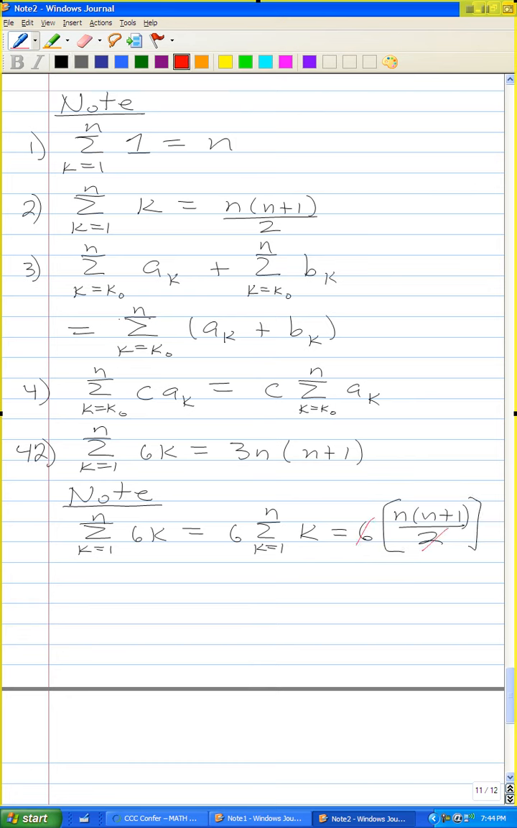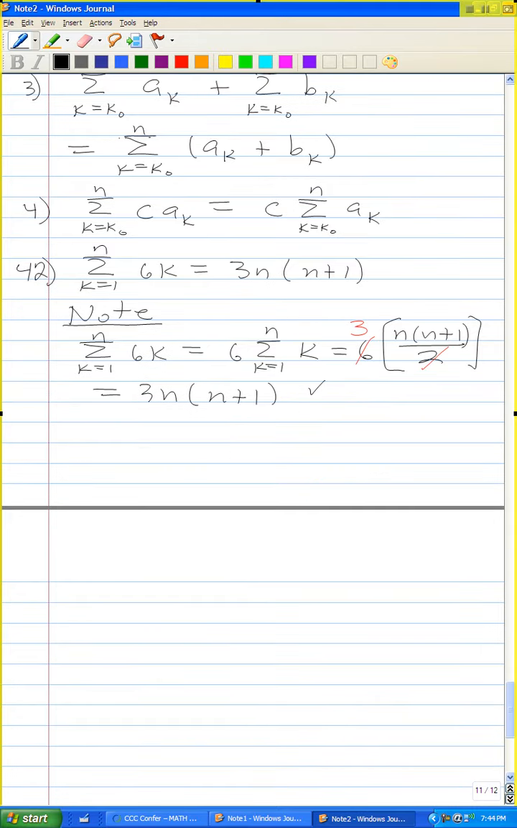6 divided by 2 is 3. So this is equal to 3n times n plus 1, which is what we wanted to show. But we don't want to show this. We want to prove this using mathematical induction. So let's prove this using mathematical induction.